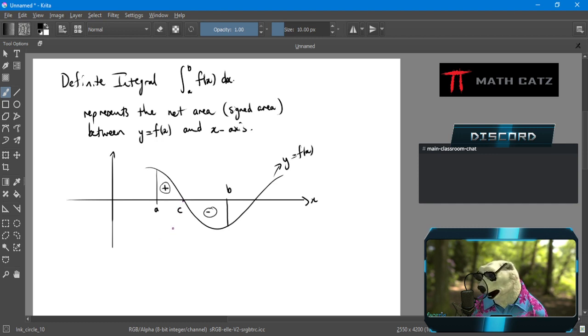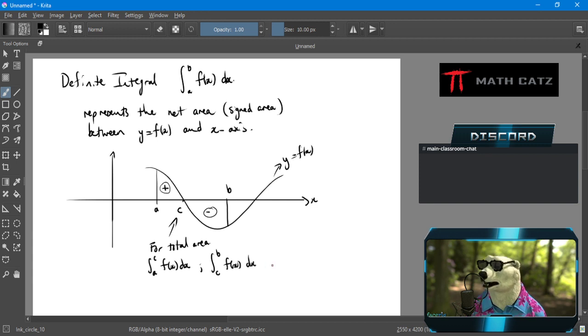Instead, I need to break it up. For the total area, I need to look at A to C, where C is an x-intercept, and then C to B, and I need to look at them separately and then make them all positive and add up those pieces. I have to sort of fix this issue manually. What's built into the definite integral can't be avoided. I just need to be aware of it.